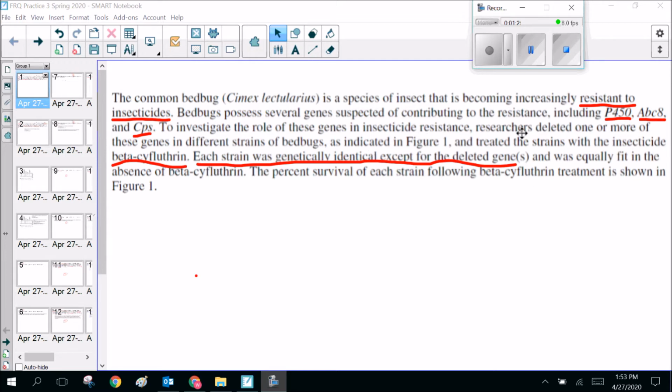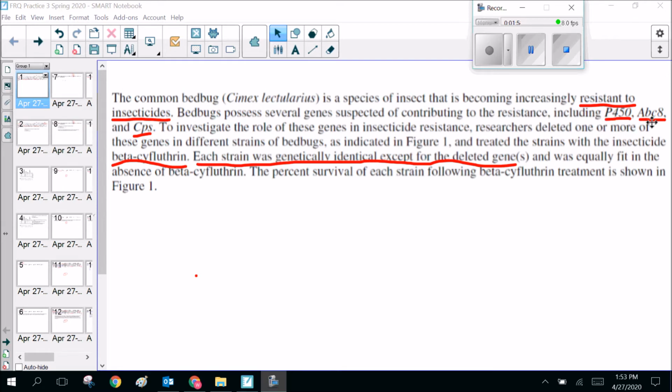So when I was reading this through to the participants in the live session, I underlined resistant to insecticides because this whole entire study is about resistance or resilience to insecticides. These bedbugs have some sort of adaptation that makes it so that those insecticides don't work very well with them. I underlined it because it's a central theme or idea that I was picking up on, and I wanted to make sure I kept that in mind as I went through.